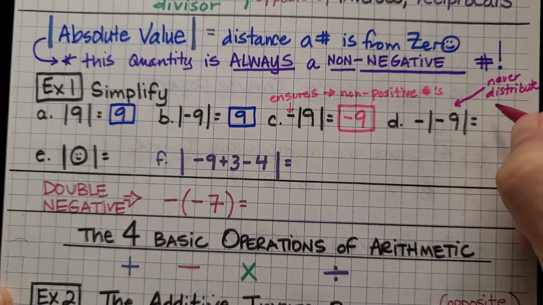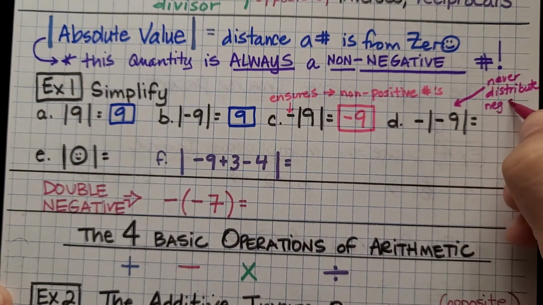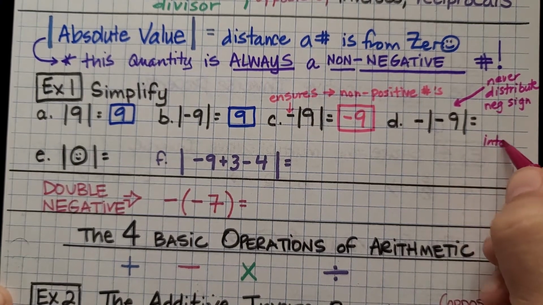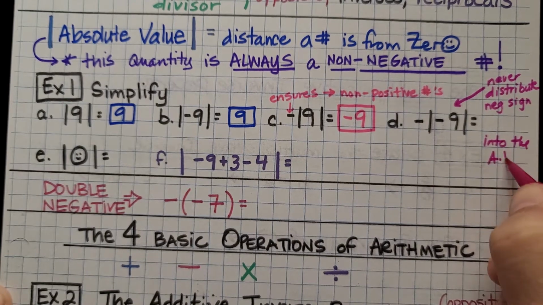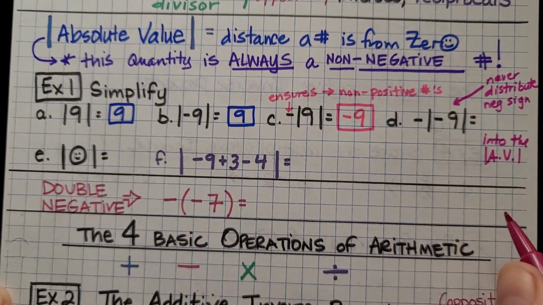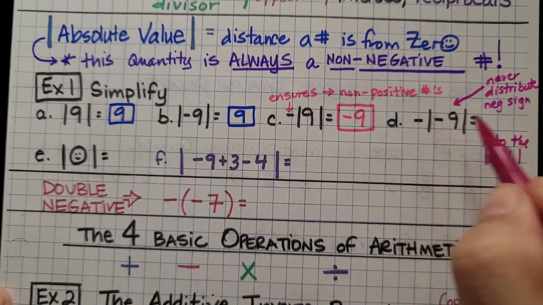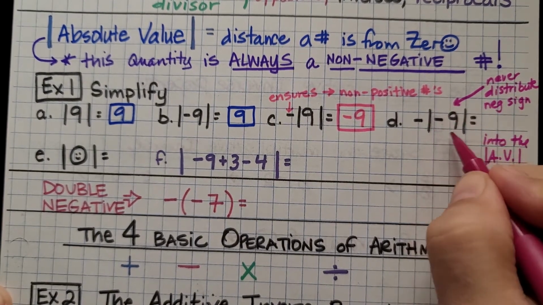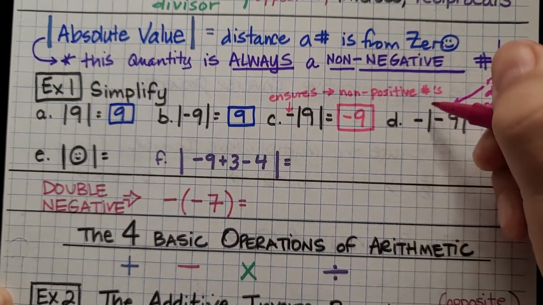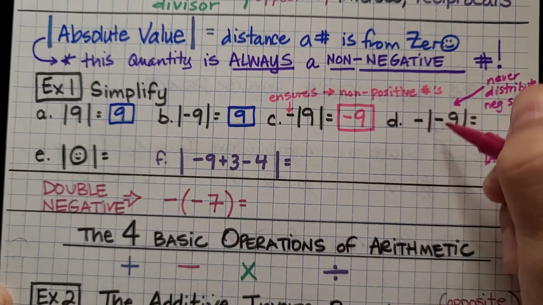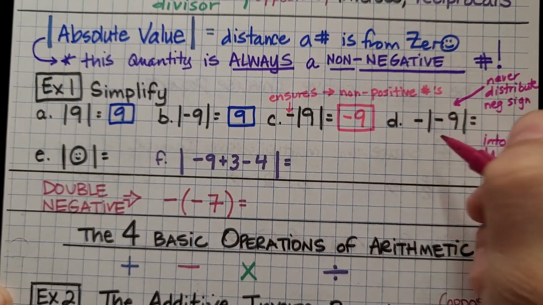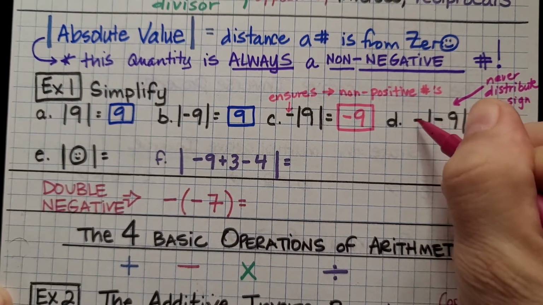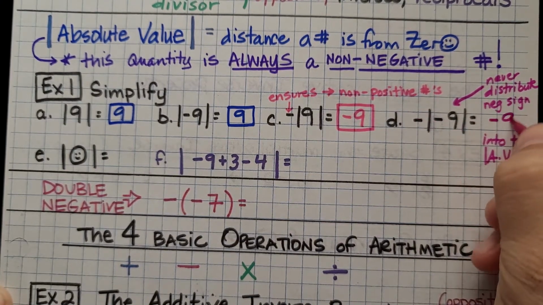Never ever distribute the negative sign into the absolute value bars. You cannot distribute it in there. These are like parenthetical grouping symbols. You have to do all the work inside first, then work your way out. This again, the absolute value of -9 is 9, and I want to take the opposite of that. I want to make this a -9 as well.